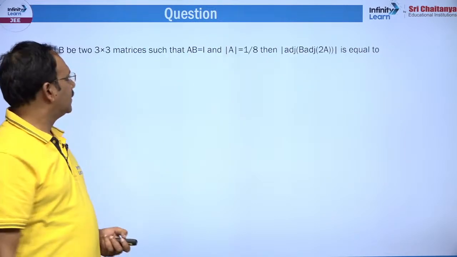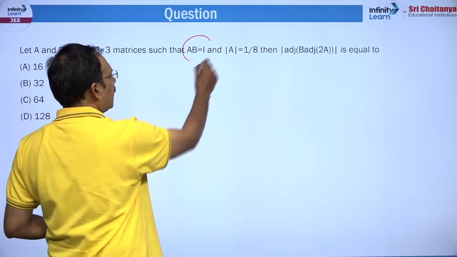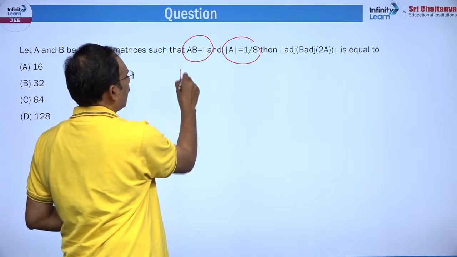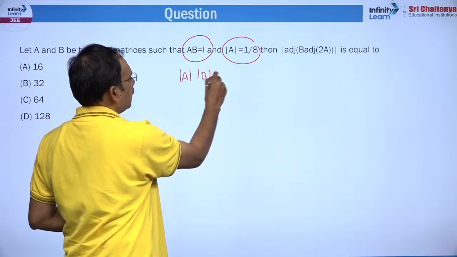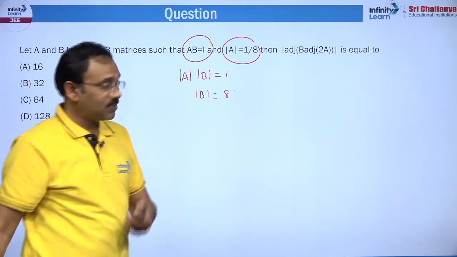Simplification, that is all. The next fourth question, my dear friends, here he has given AB is equal to I, det A is 1 by 8. So, from this friends, det A into det B is 1. So, det B you can say 8, that is the first observation.